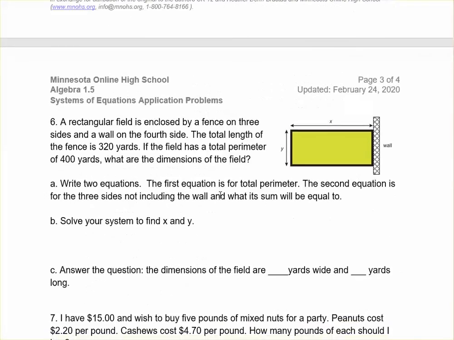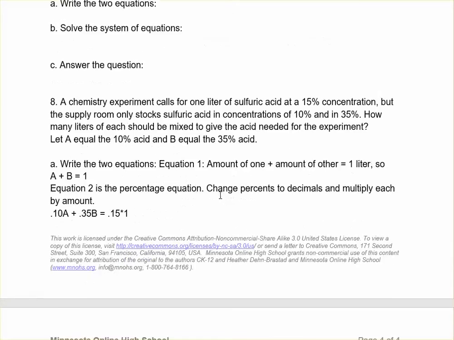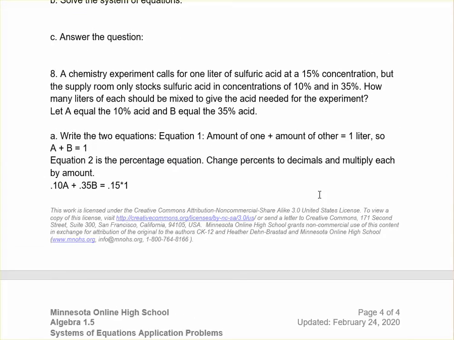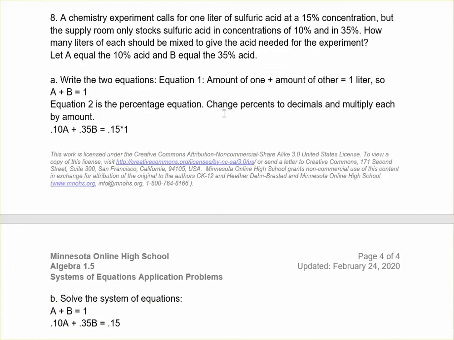And I wanted to show you number 8. Number 8 is a mixture problem, which is a very common problem that you'll see in algebra books. It says that a chemistry experiment calls for 1 liter of sulfuric acid at a 15% concentration, but the supply room only stocks sulfuric acid in concentrations of 10% and 35%. How many liters of each should be mixed to give the acid needed for the experiment?